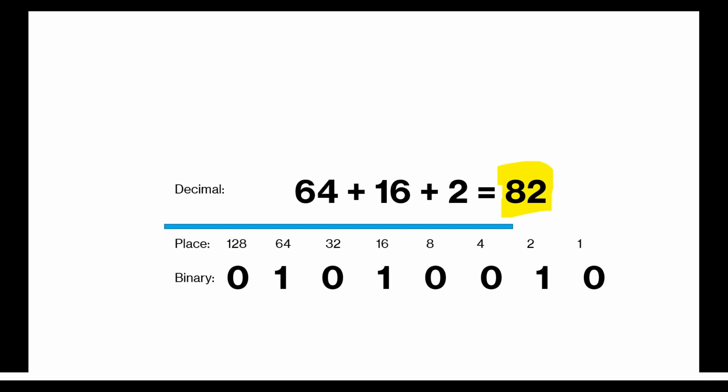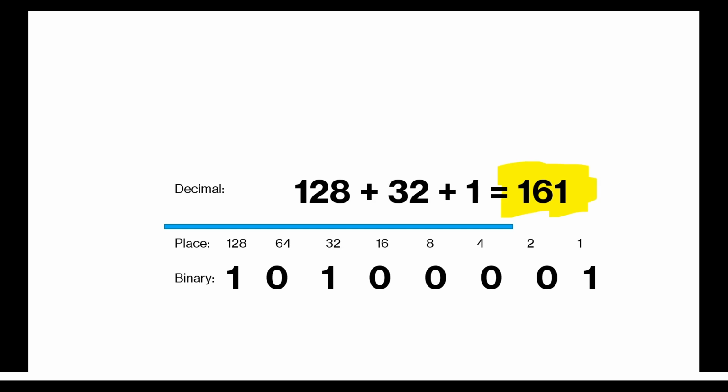Okay, one more. So we have this number in binary. Okay, how would we convert this into decimal? Well, we would write the places above the binary number and then add up the digits. 128 plus 32 plus 1, and we get the number 161. Okay, try more of these on your own. Try converting random decimal numbers into binary, and then converting binary numbers into decimal, and see what you come up with.